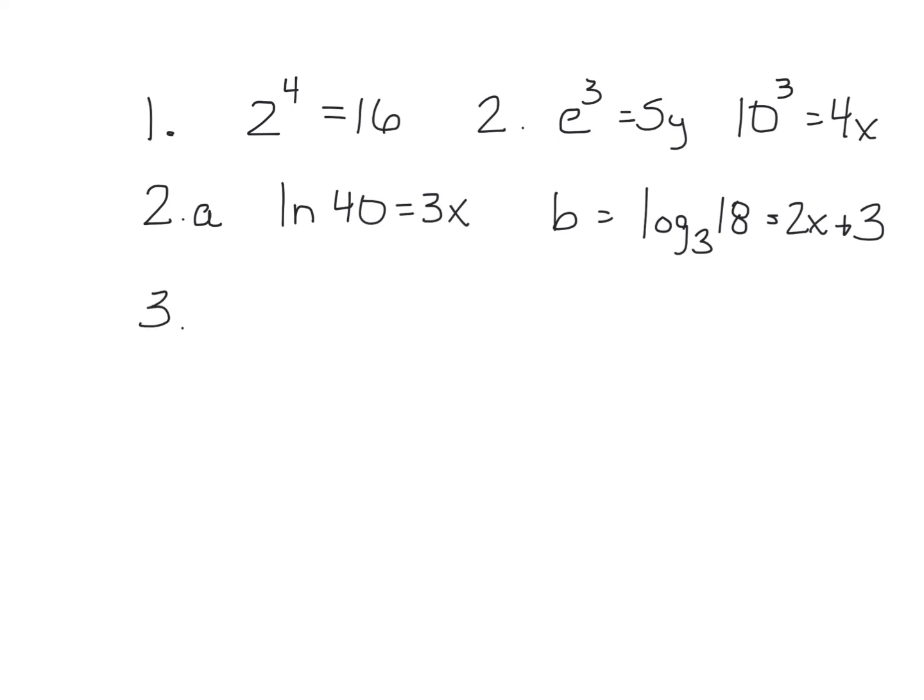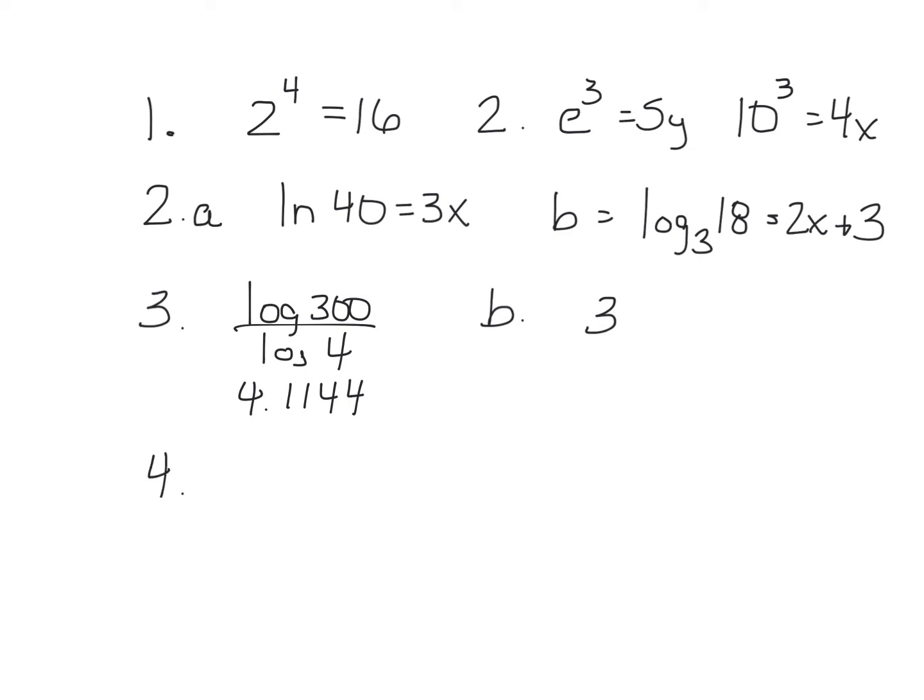In number 3, evaluating these expressions, 3a you cannot do mentally, so I'd like you to do this by change of base. So it would be log of 300 divided by the log of 4. And that's going to come out to be about 4.1144. B, we can do that mentally. What's the power of 4 that gives you 64? That would be 3.